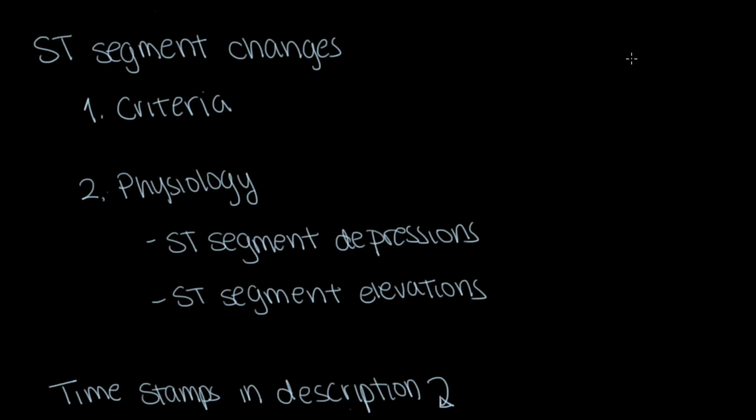So you may have learned that signs of cardiac ischemia include ST segment depressions and ST segment elevations. And in this video, we will go over the physiology that leads to these changes in an ECG. But before going over each of these, first we'll go over the criteria demonstrating the characteristics that define an actual ST segment change.